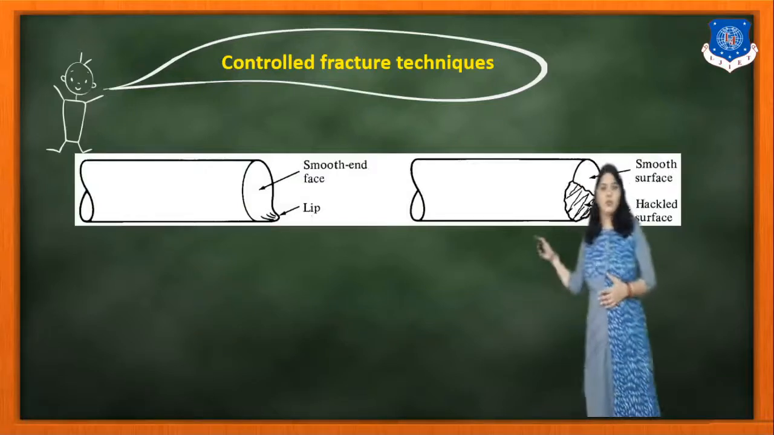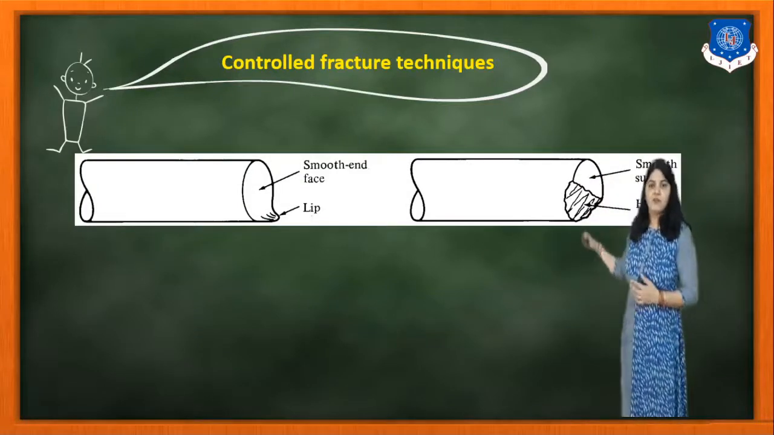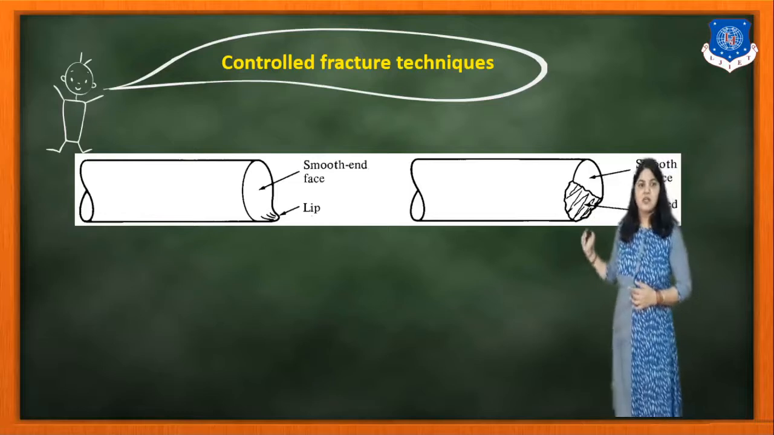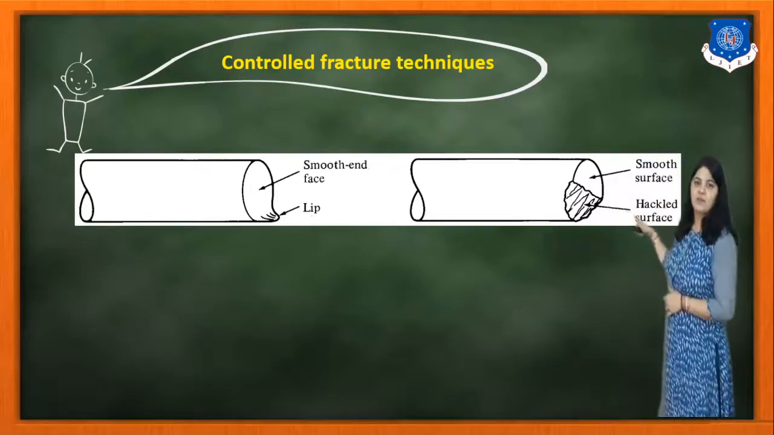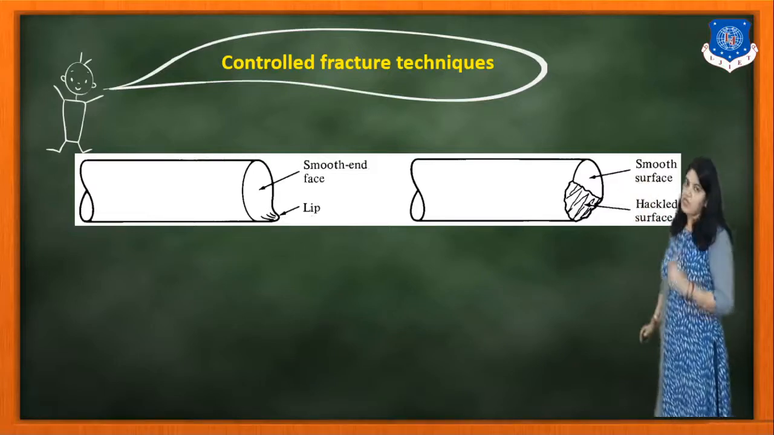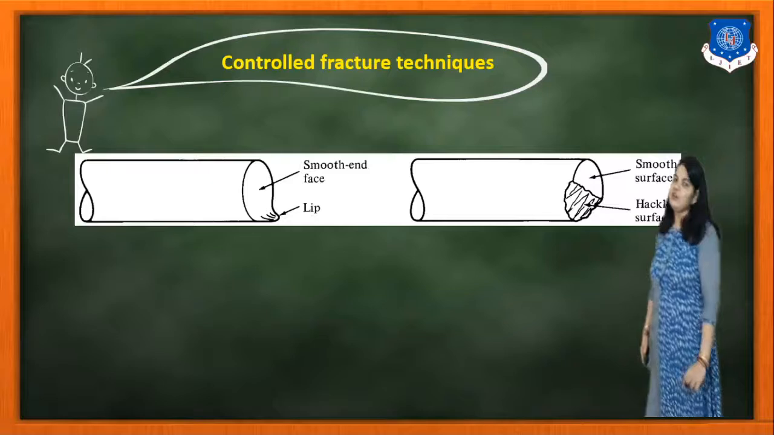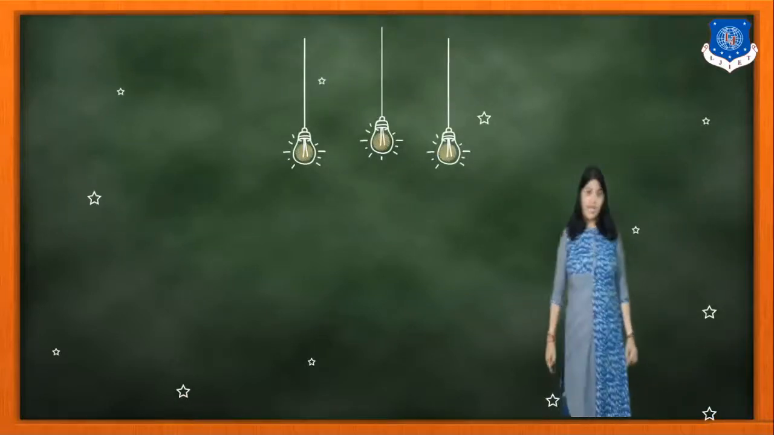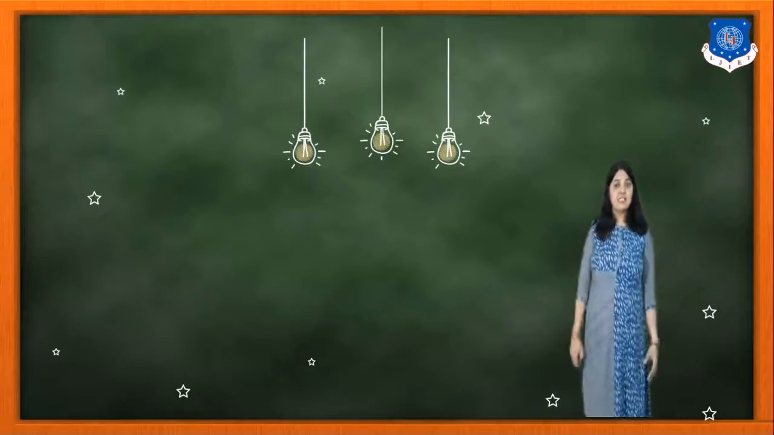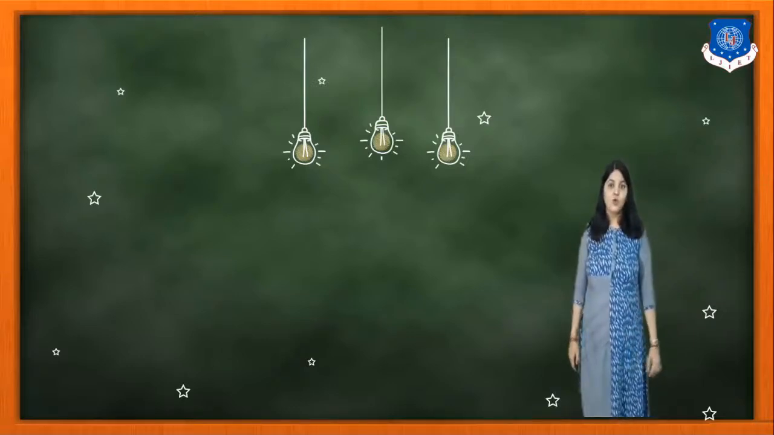Now here you can see what the lip is and which kind of smooth surface is required, and here you can see the other problem, the hackle surface and the smooth surface. So we need to be careful while doing all this. So this is related to the various lensing schemes, how to join the two fibers, and how to prepare the end face.